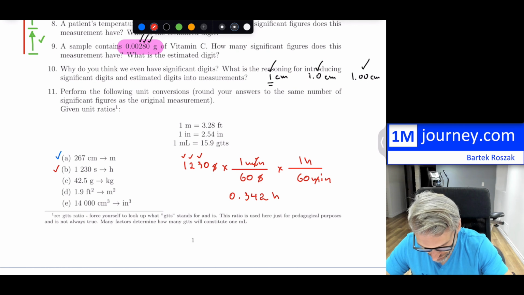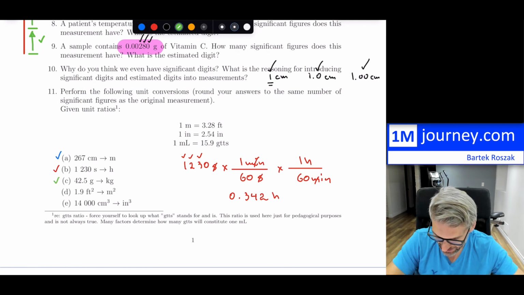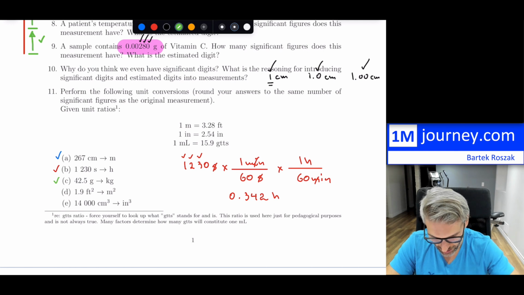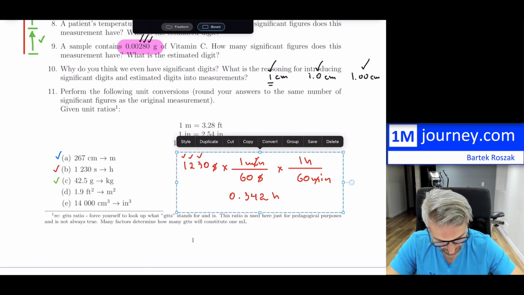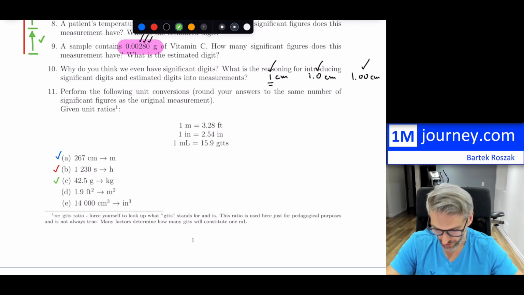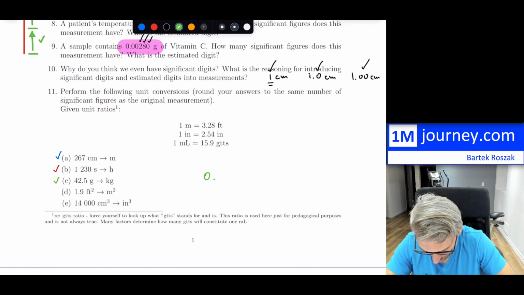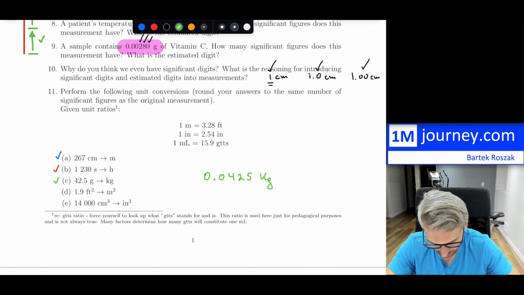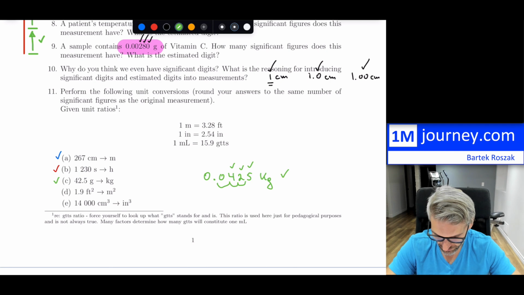Okay, part C. So that's this one, which is next. So 42.5 grams to kilograms. Great, so this is another metric prefix. So those ones are very easy. So you're going from grams to kilo. So that means that you're going to be shifting 3 decimal places over. So that is going to be 0.0425 kilograms. So notice what I did was I shifted it 3 spots over. Let's make sure that we did that the correct way. So we went 1, 2, and 3. And there you have it. Okay, it stays with 3 significant figures right there.